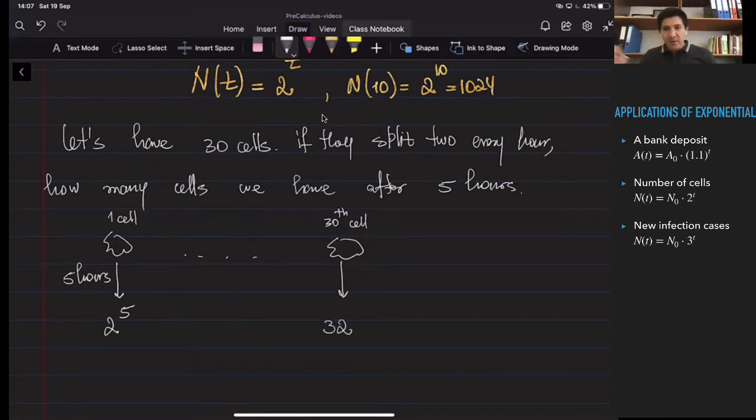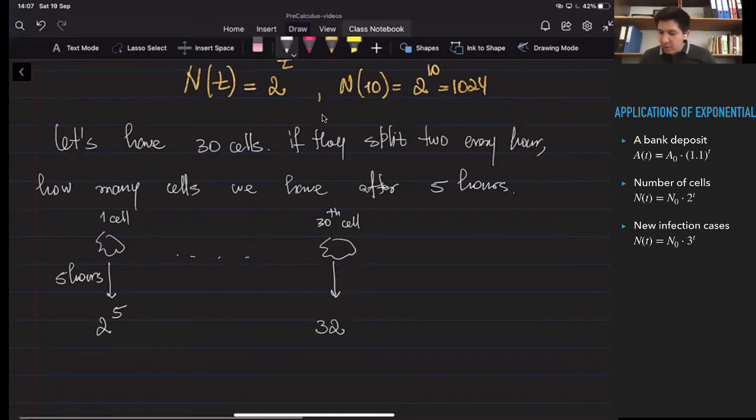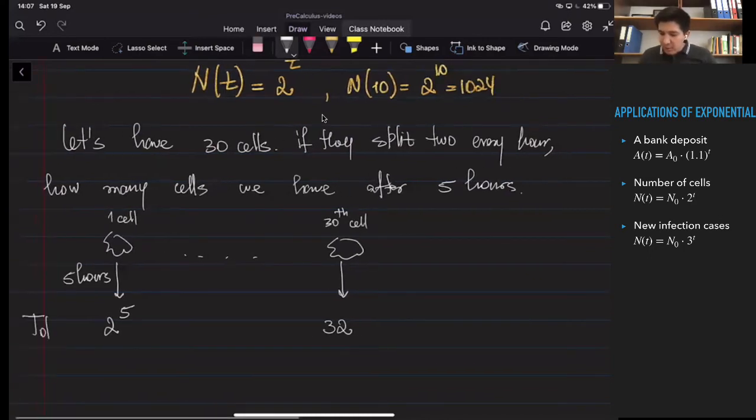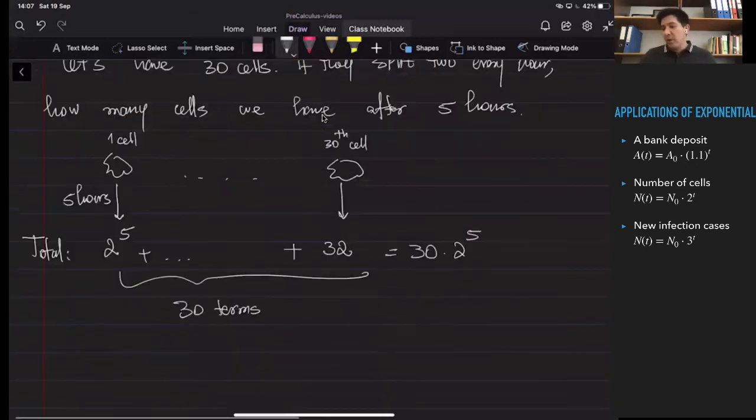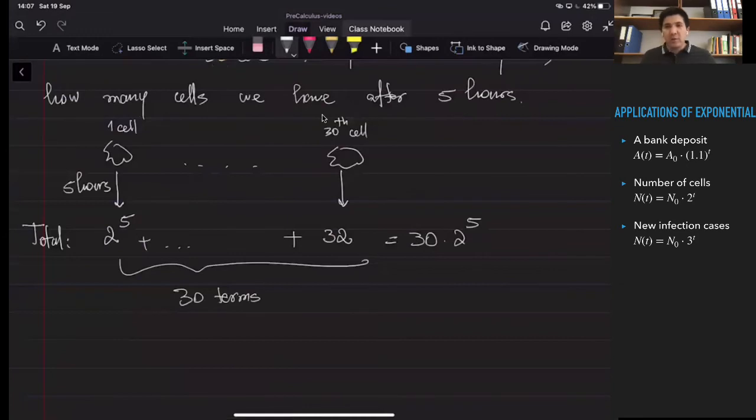So each of the cells is going to produce 32 cells, and in total it is going to be just the sum of all of these numbers, right? So how many terms do we have here? 30 terms, because there is one for every one of the 30 cells. In general, it can be written as 30 times 2 to the power of 5, or 30 times 32, right?